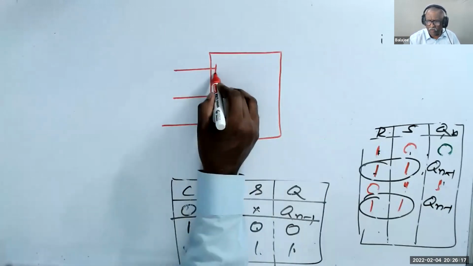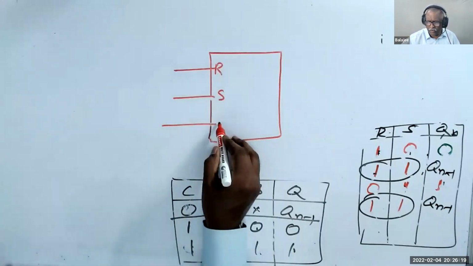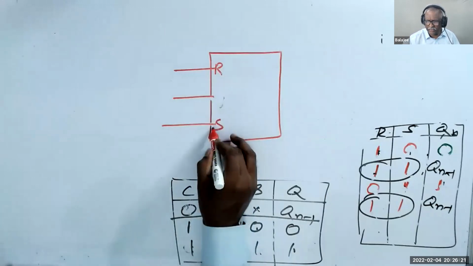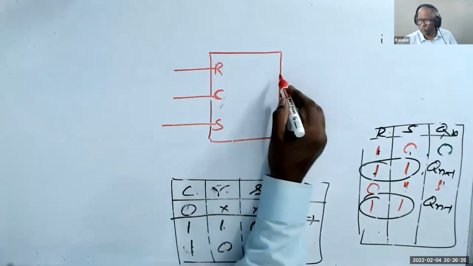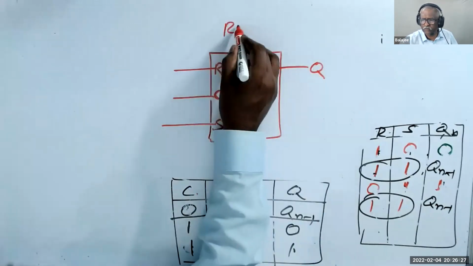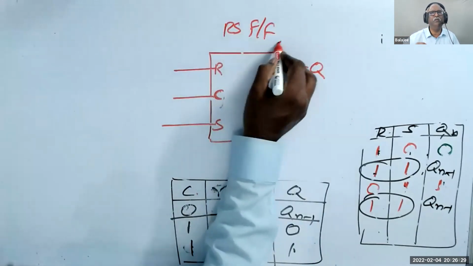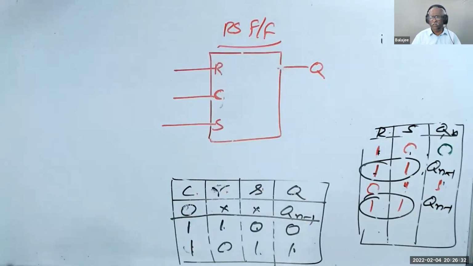I have R, S, and C. I have Q. This is called RS flip-flop. People thought, hey, when I give 1, 0, I'm writing 0. 0, 1, I'm writing 1. Why should I have 2 inputs? If I want to write 0, let me give 0. I want to write 1, let me give 1. Why should I have 2 pins?